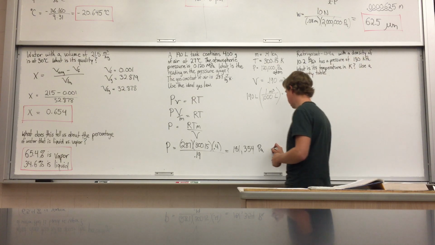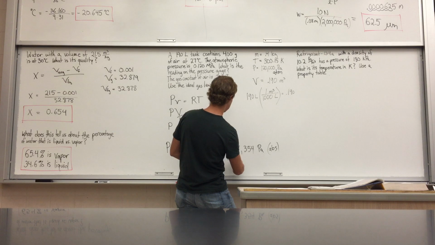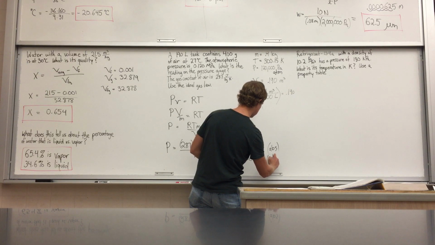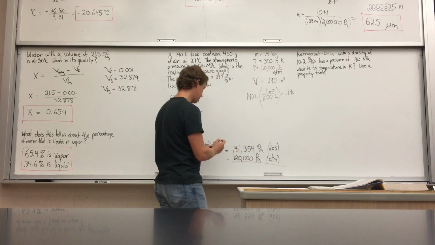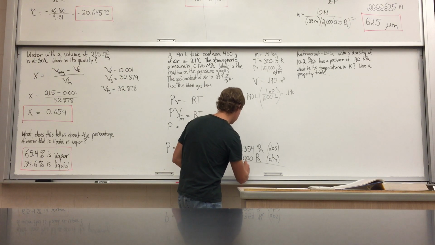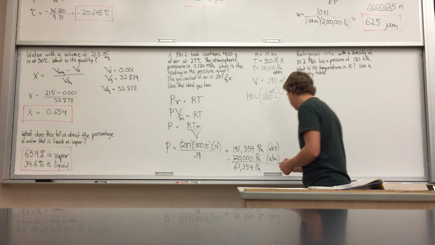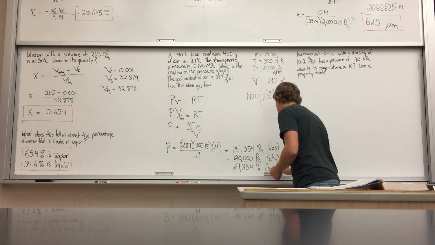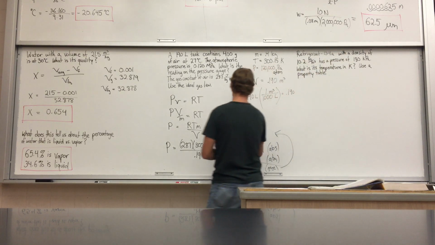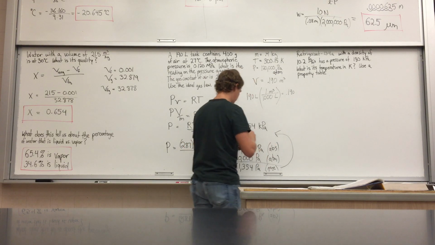So to find the gauge pressure, I'll mark that as absolute. I need to subtract the atmospheric of 120,000. And I get 61,354 pascals, which is the gauge. And to put it in nice units, I will write it as 61.354 kilopascals.